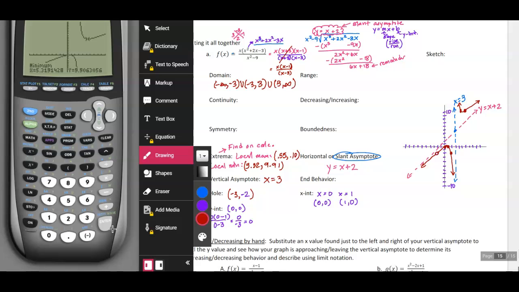My range goes from negative infinity to the y value of the hole, which is negative 2. Then we stop at our local max's y value, which is 0.10. And then I start back up again at that y value to infinity.